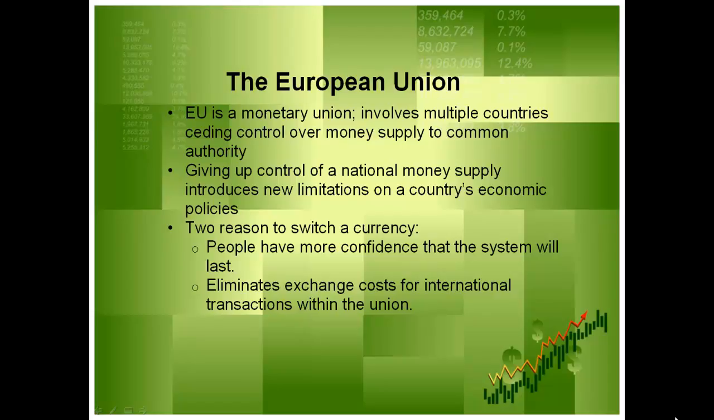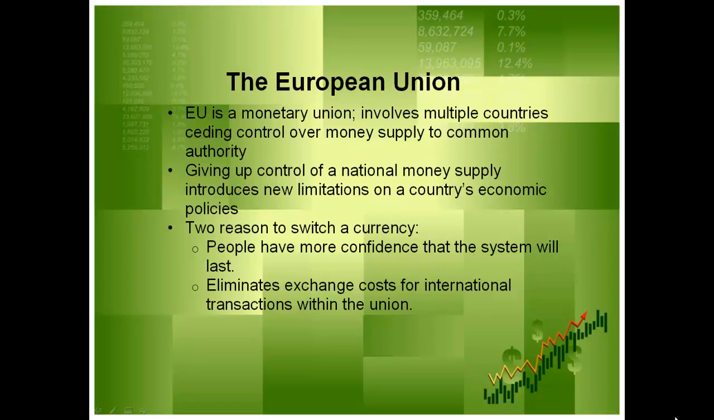Adjusting the money supply is a common tool for managing overall economic activity in a country. Changes in the money supply also affect the financing of government budgets. Now this sets new limitations on a country's economic policies from giving up the control of a nation's money supply. As of 2007, there are 27 different European countries that are part of the European Union and use the euro currency. Why would a country want to change their currency?